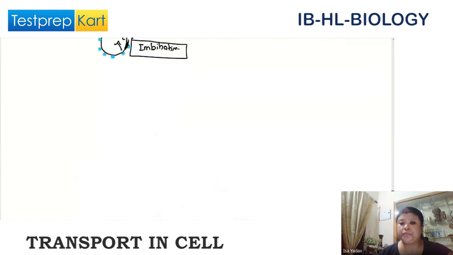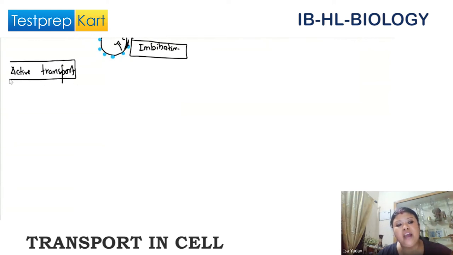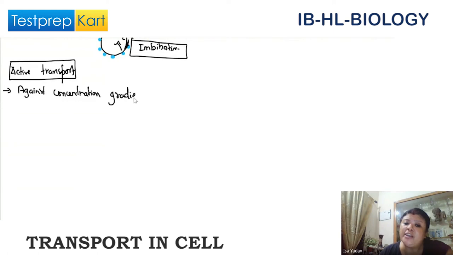Let us see now next. Okay, so we are talking about cell division. Sorry, not that, one second. Active transport. Whatever transport we have observed till now, diffusion, osmosis, it is always along the concentration gradient, from a region of higher concentration to a region of lower concentration. Active transport is always against the concentration gradient.